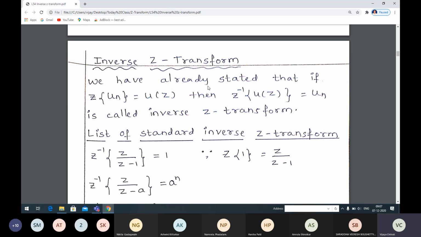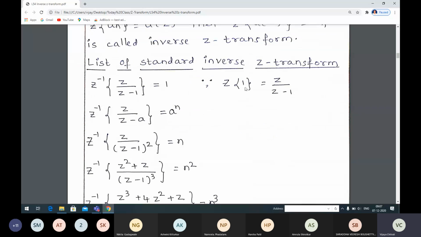So we know that the Z transform of u n is equal to U of z. This is by definition. Taking Z this side, Z inverse of U of z is equal to u n. So Z inverse is the inverse Z transform operator, and this is called the inverse Z transform, right? So what is the Z transform of 1? We have already discussed this. Z transform of 1 is Z divided by Z minus 1. So we want the inverse Z transform. The inverse Z transform of Z divided by Z minus 1 is 1.